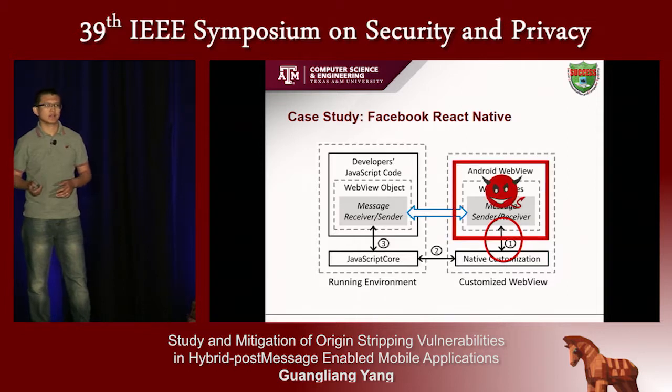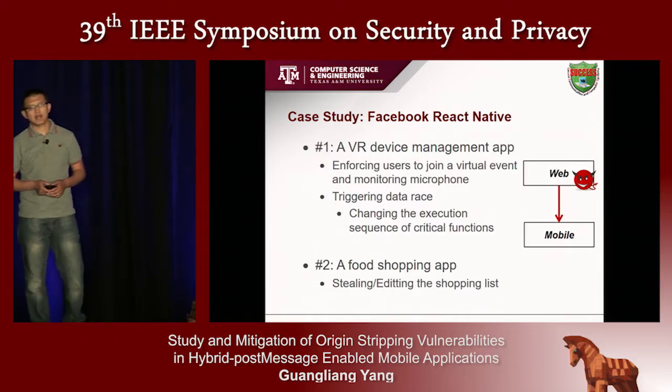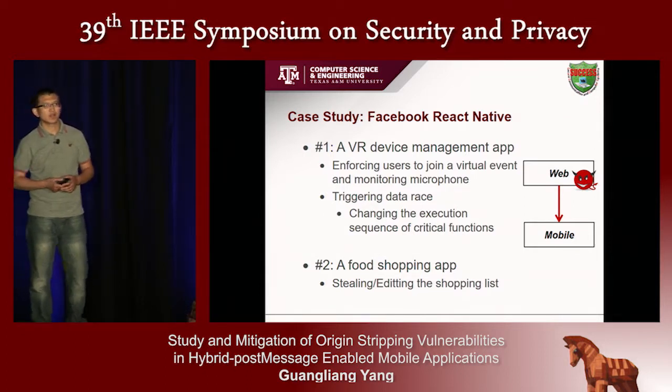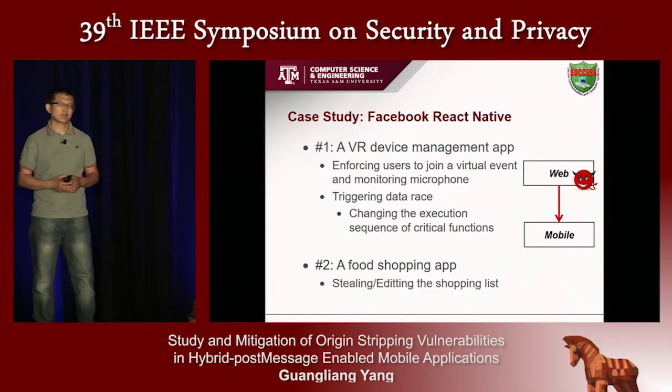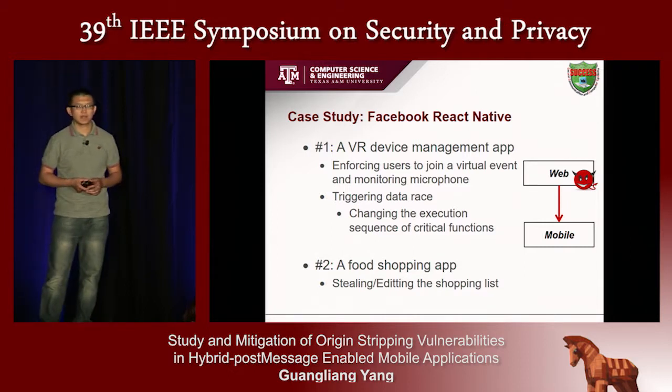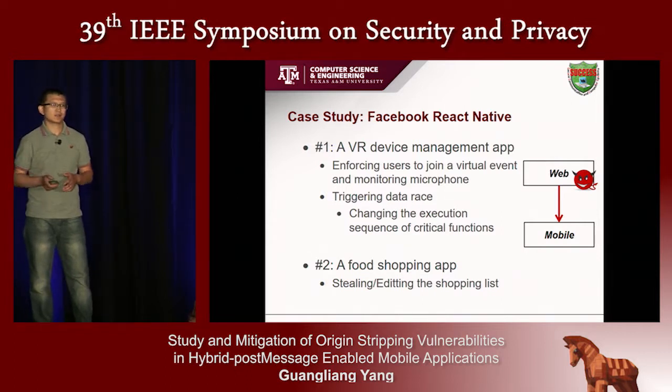Therefore, if an attacker injects some malicious code into WebView, the malicious code can directly attack Hybrid-postMessage. Here are two example apps that are equipped with the Facebook React Native framework. The first app is a device management app. Attackers can send a message from the web platform to the mobile platform and leverage some internal functionalities. For example, an attacker can send a message to force the user to join some virtual events, and may start to monitor the microphone silently.